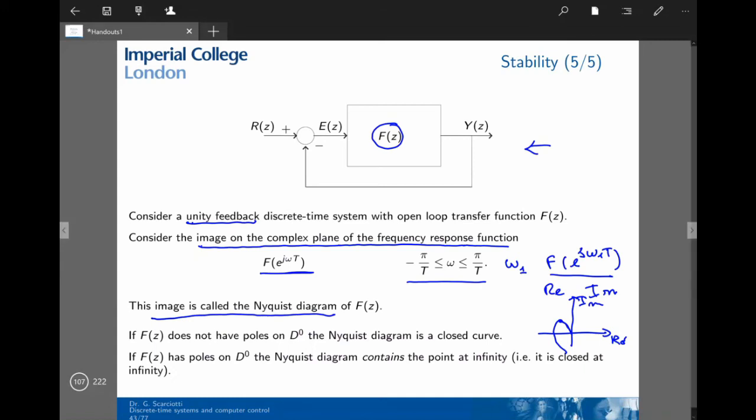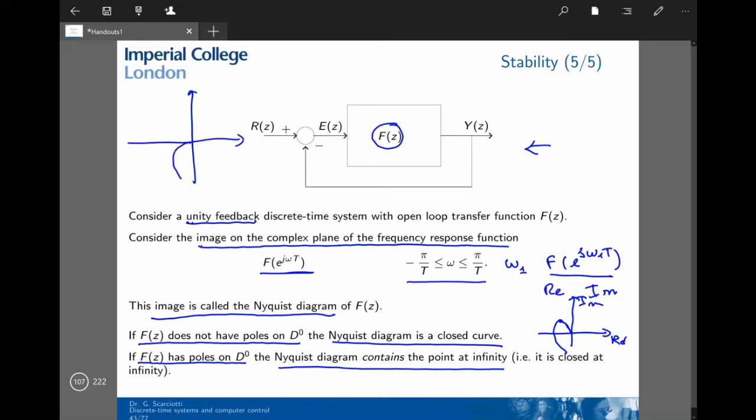It's important to note that if f of z does not have poles on the unit circle, then the Nyquist diagram is a closed curve. If instead f of z has poles on the unit circle, then the Nyquist diagram contains the point at infinity. So maybe we have a Nyquist diagram that does something like this, and then since in this example f of z has poles on the unit circle, there will be a connection between these two branches at infinity, very far away from the origin.